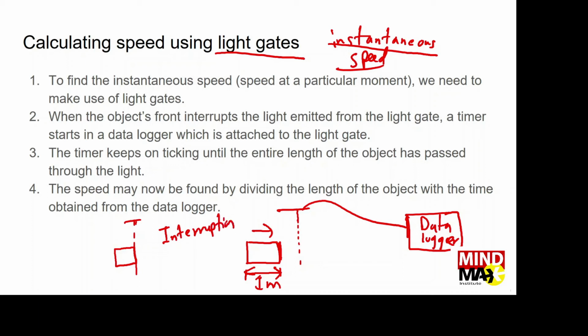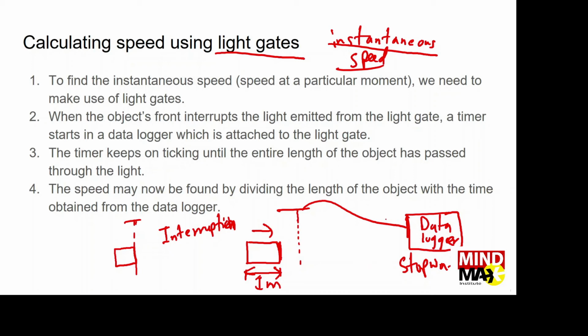Before this thing actually touched the light of the light gate, was there an interruption? No, there was no interruption because the light was flowing smoothly. But the moment the front of the object touches the light of the light gate, the interruption of the light starts. So whenever the interruption starts, that is when the data logger starts a stopwatch inside of it, and the timer has started.